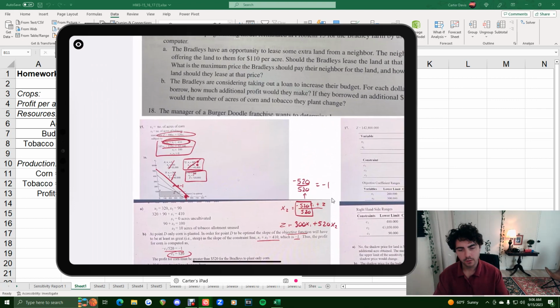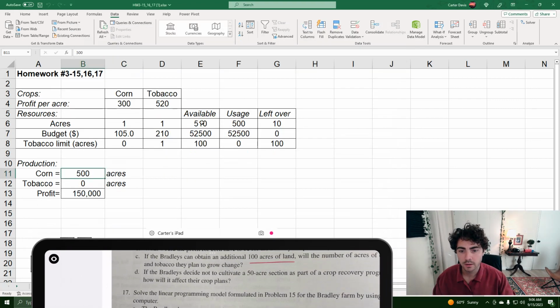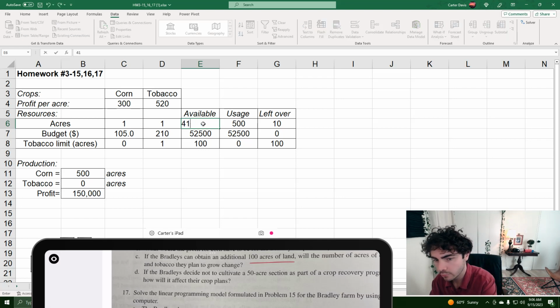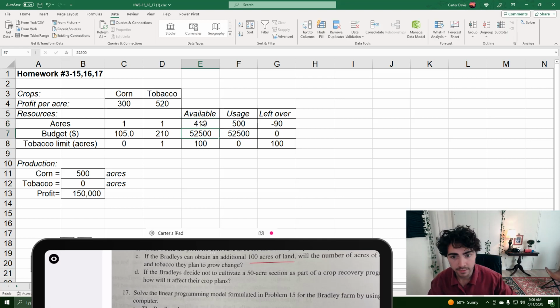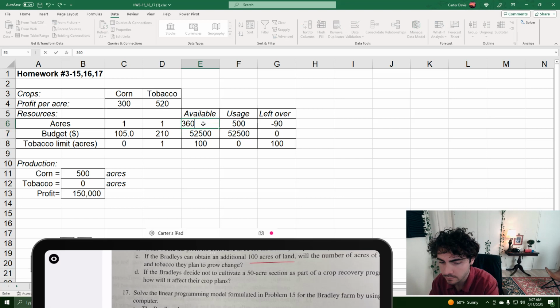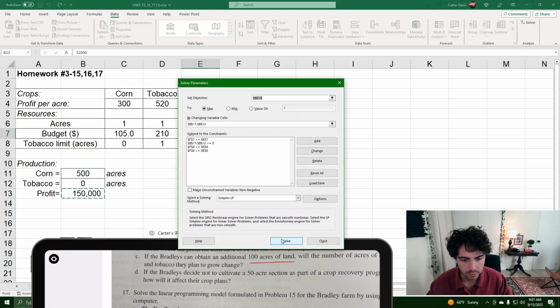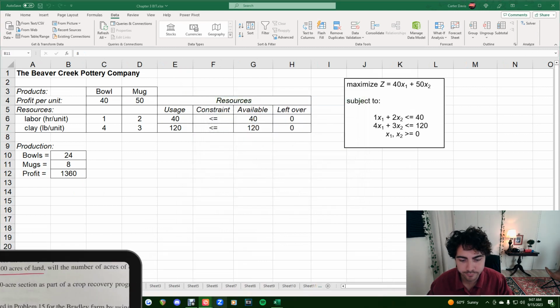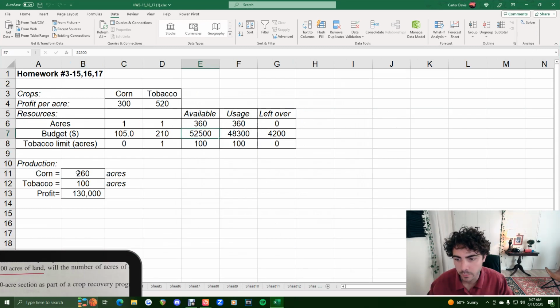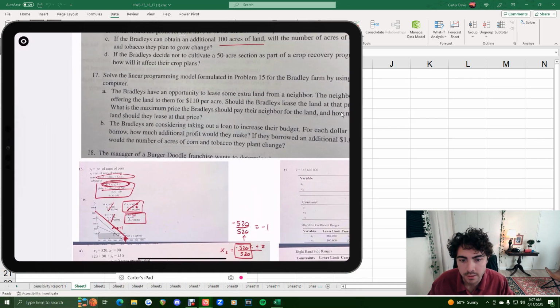Yeah, okay. So I think it's literally saying if we change the amount of available acres from 410 to 50 less, so 360, how does it affect the outcome here? So just hit solve again, hit OK. And we get 260 and 100. So in that case, we're actually using all 100 tobacco acres, and then we're using 260. But we are still using all the acres. It lowers our profit like crazy.